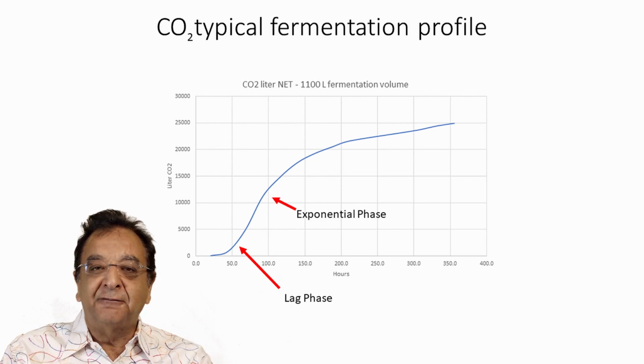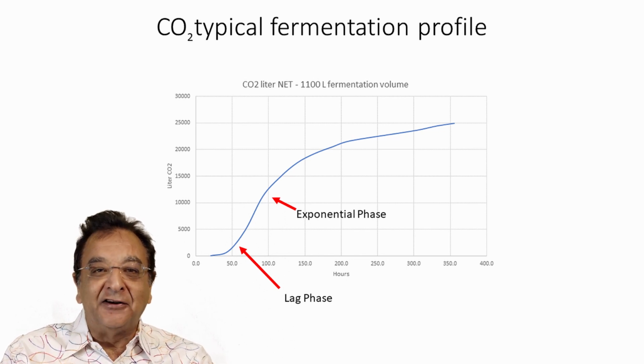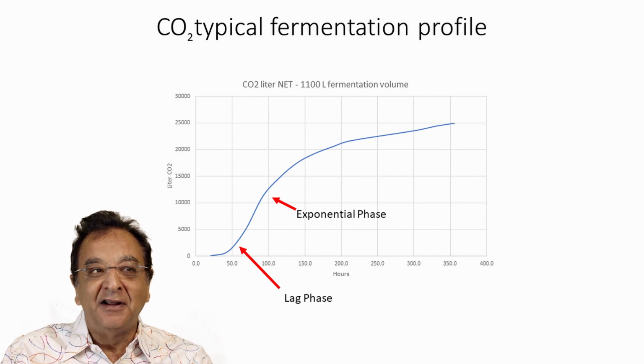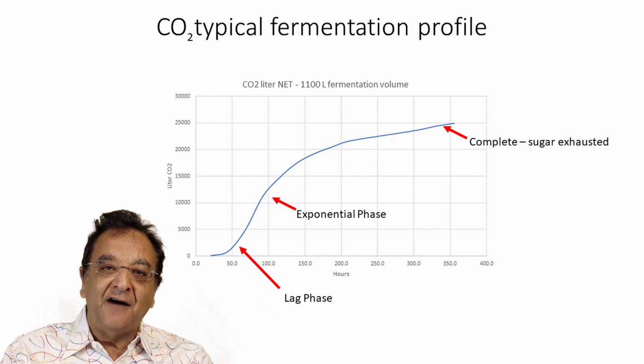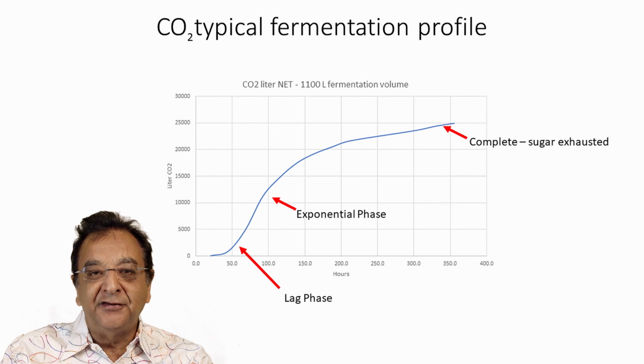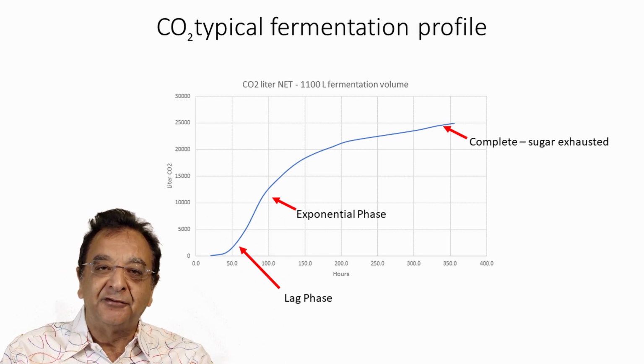Then we get into an exponential phase. Now the yeast are happy as pigs in sugar. They're consuming the sugar as fast as they can, and they're making a lot of CO2. Finally, near the end, the sugar is exhausted. So now the yeast are basically starving, and they will eventually die off. So you see the CO2 levels off as the metabolic activity comes to a stop.